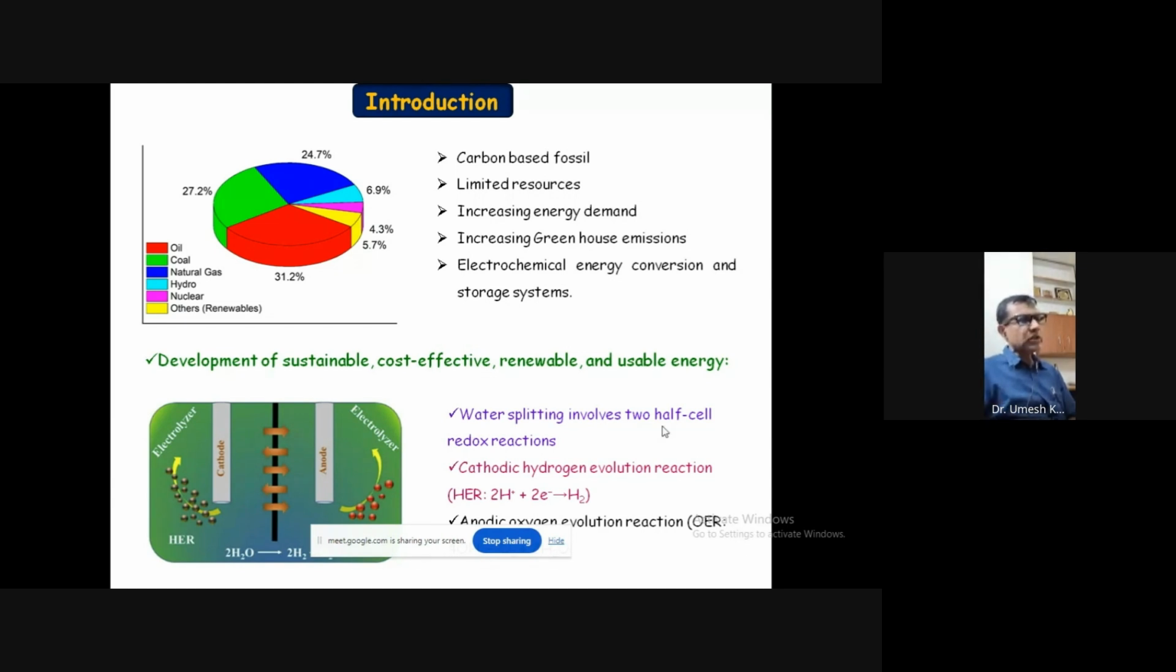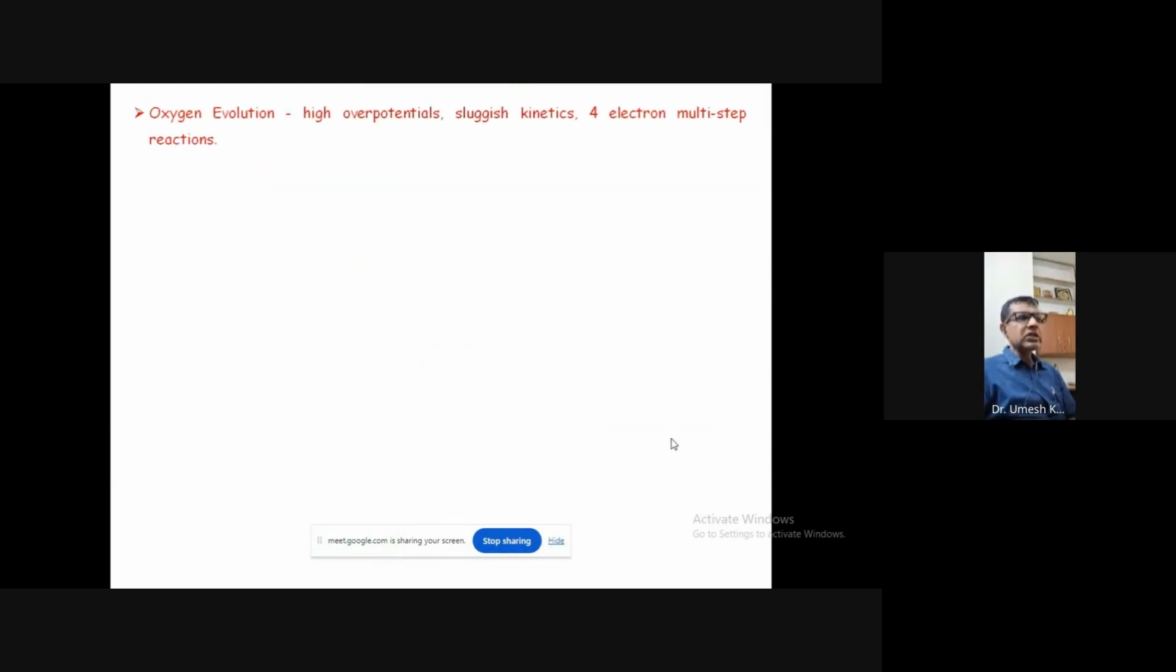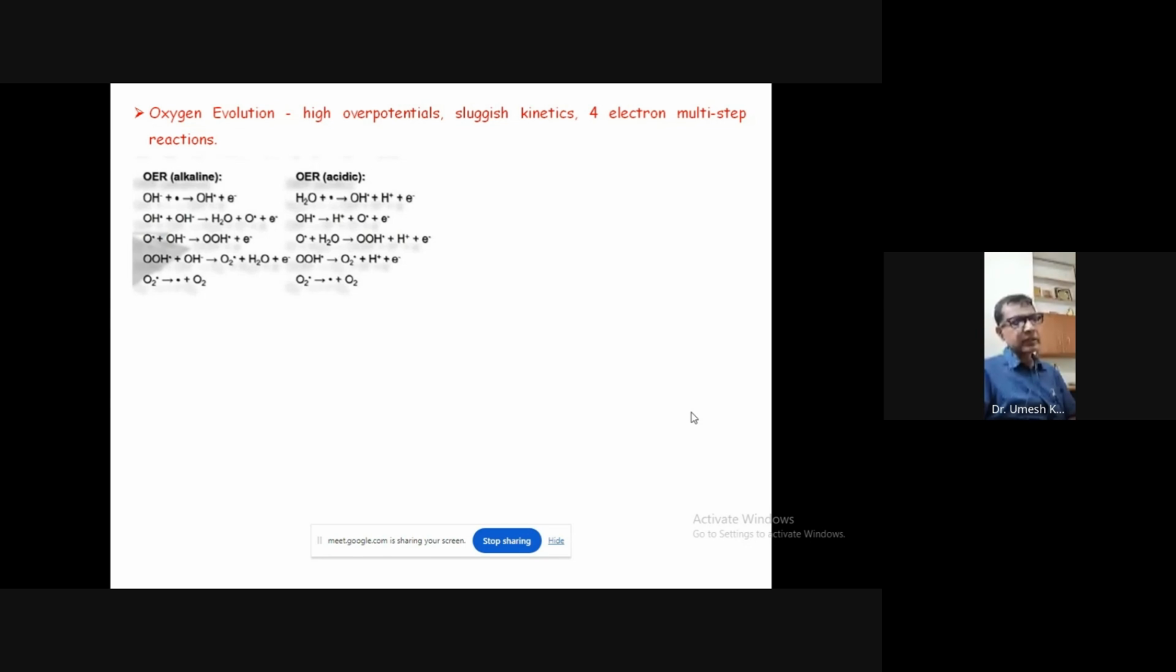The oxygen evolution reaction generally requires a high overpotential. It has sluggish kinetics, and it is a multi-step, four-electron reaction. You can see the OER reaction mechanism here. In both acidic and alkaline conditions, this requires four electrons and multiple steps. It requires a thermodynamic potential of 1.23 volts, and an extra potential, the overpotential, is required to achieve the OER reaction.